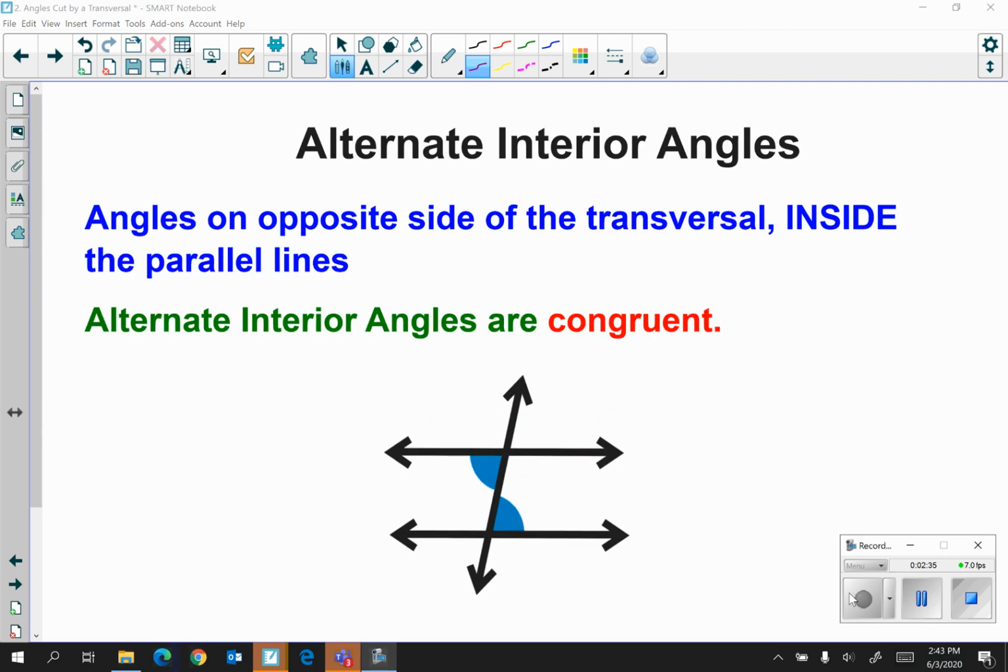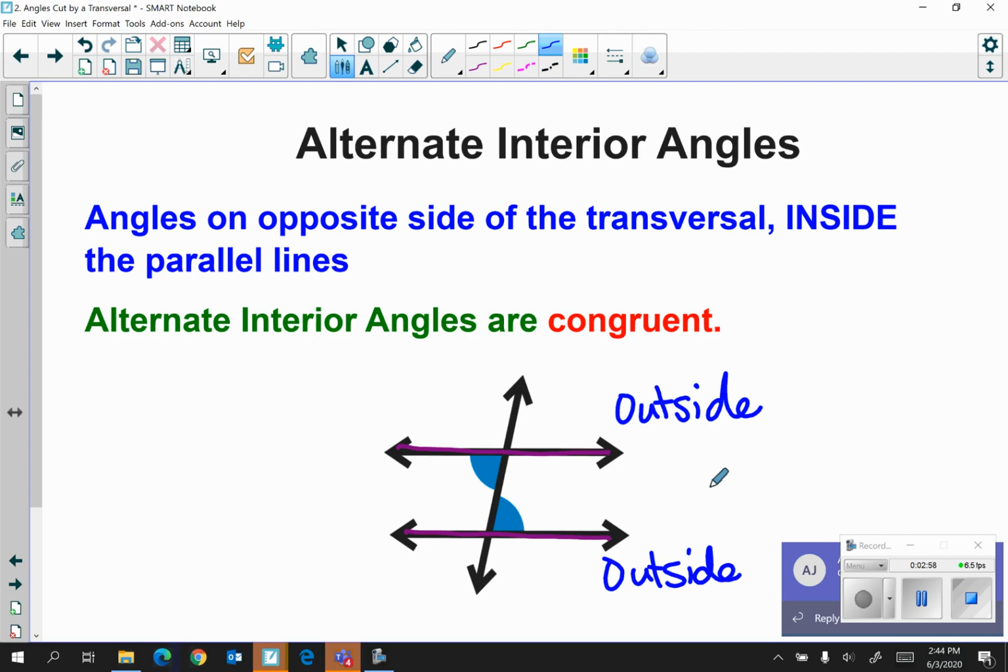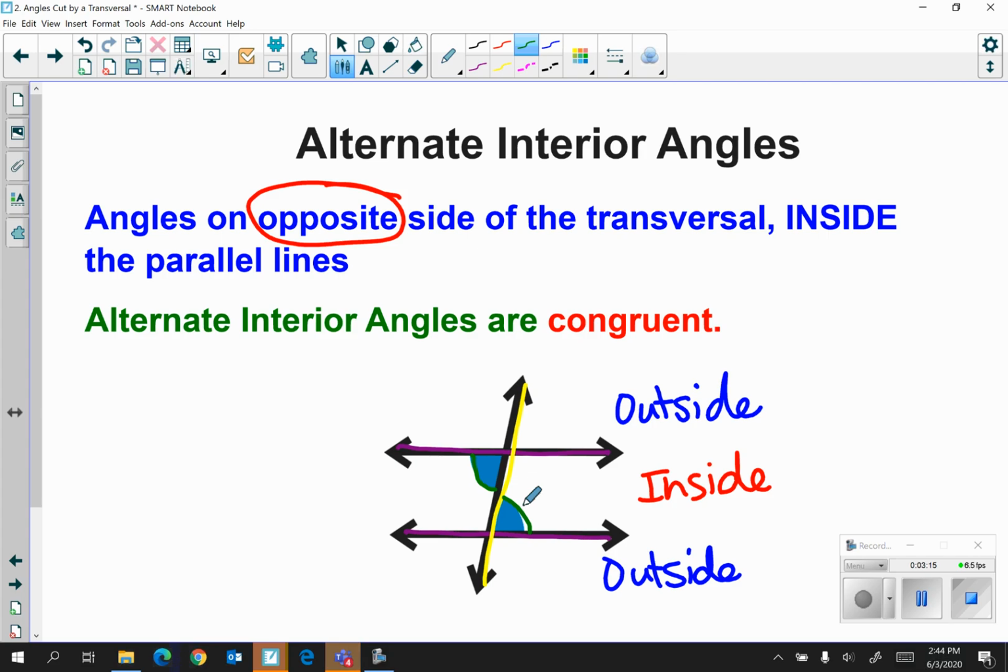Next, we have alternate interior angles. Alternate interior angles are angles on the opposite side of the transversal and inside the parallel lines. So again, remember that these are the parallel lines. And what I like to do is label that this is outside the parallel lines, this is outside the parallel lines, and this is inside. Also, it says opposite side. So that means here's my transversal. It has to be on opposite sides, here and here. And they are congruent to each other.